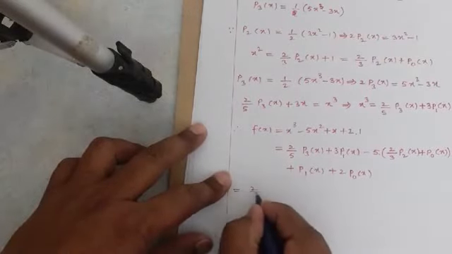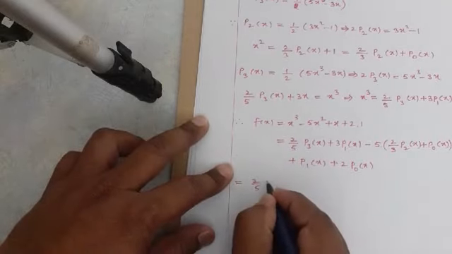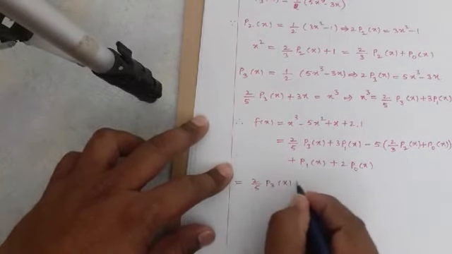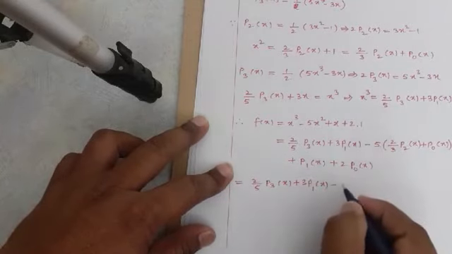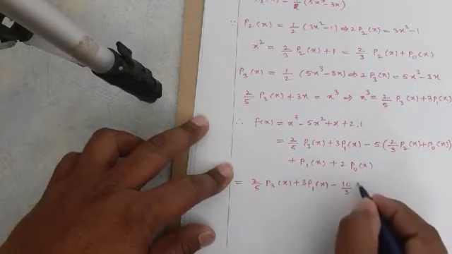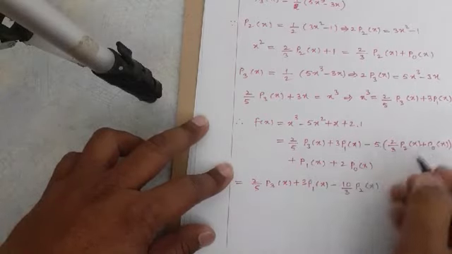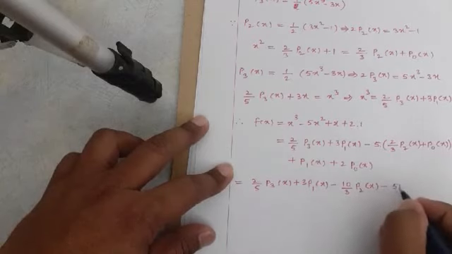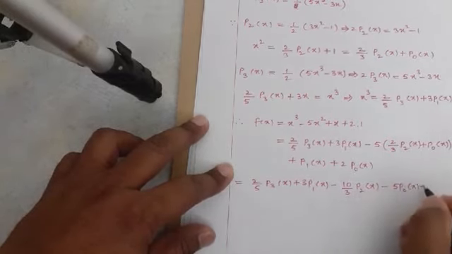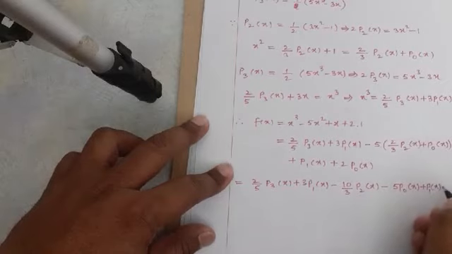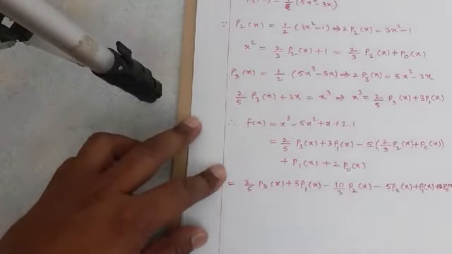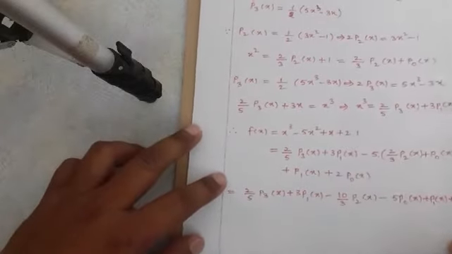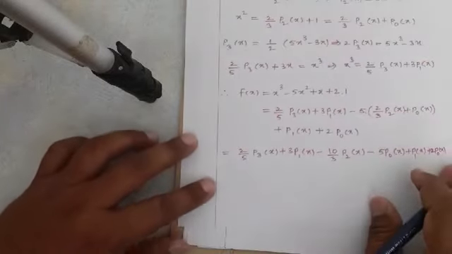This becomes 2 upon 5, then p3 of x plus 3 p1 of x minus 5 into 2 by 3. So I write 10 upon 3 p2 of x, then minus of plus, so you get minus 5 p0 of x plus p1 of x plus 2 p0 of x. Okay, so after this, now let us simplify this.